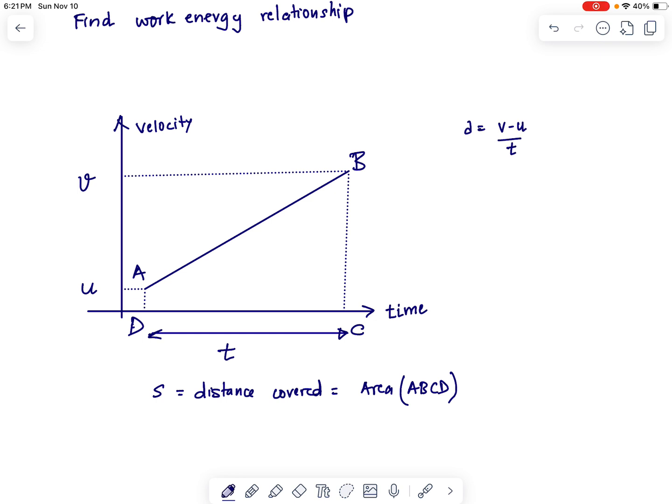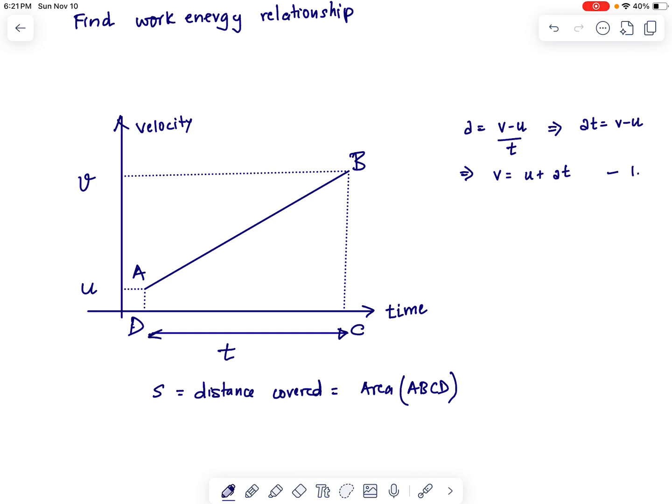So this will immediately give us, if you rearrange the terms, a times t equals v minus u, or if you rewrite it, v equals u plus at. So that's the very first of the equations.